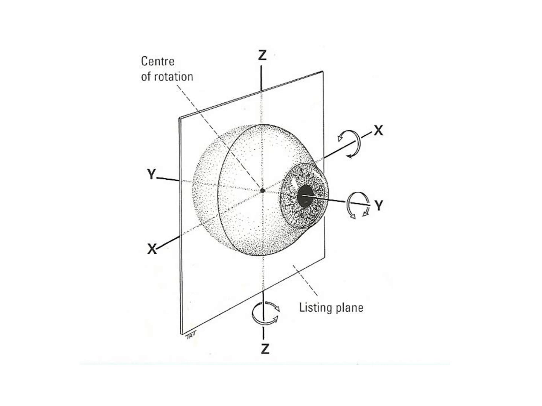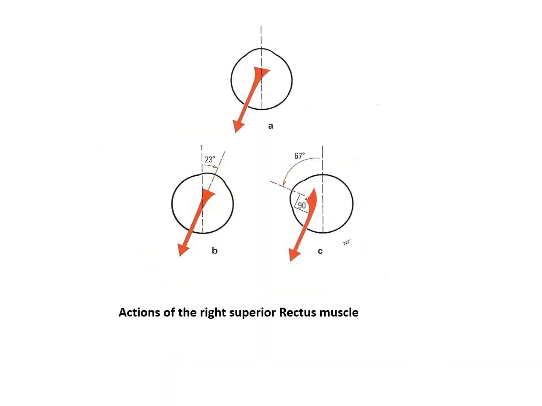In this slide, you can appreciate the listing plane, that is a plane in which these movements of the eyeball take place around the x-axis, y-axis, and z-axis. And the center of rotation is about 12 to 13 millimeters from the anterior part of the eyeball, almost midway in the eyeball.